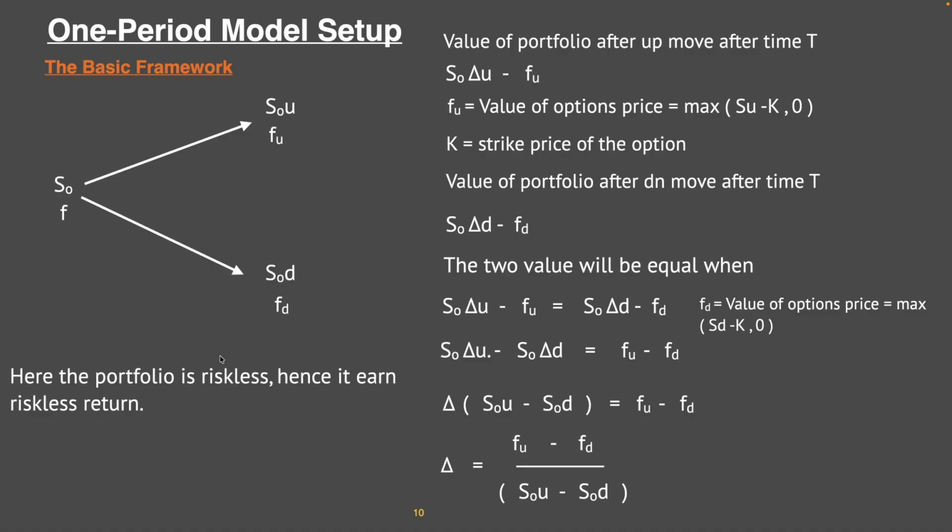Since we have considered that the portfolio is riskless, hence it earns riskless return. What is riskless return? Riskless return is the return given by any government bond or GSEC. So delta is nothing but the change in the option price divided by the change in the stock price.